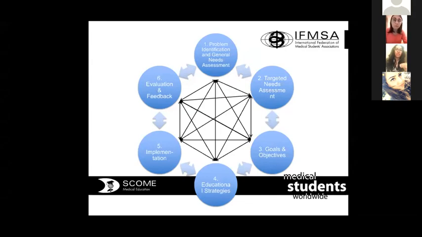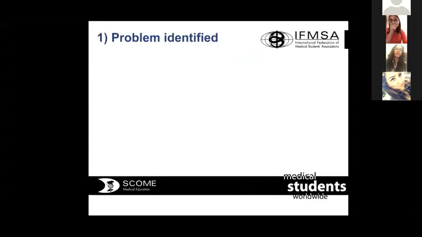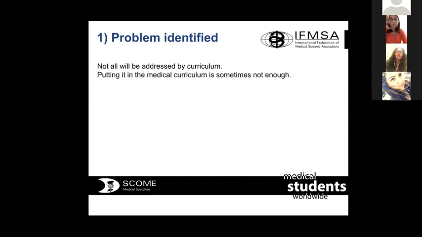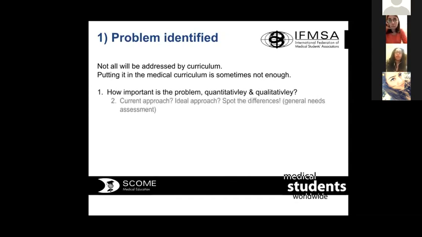To know more details about each step of this approach, let's go to the next slide and see how can I identify the problem. Okay, the first step is problem identification. How can I identify the problem? So this table will help us to identify the problem in our curriculum or in our medical school. In the columns, as you can see, the first one is for patients, the second one for healthcare professionals, the third one is medical educators, and the final one is for society.